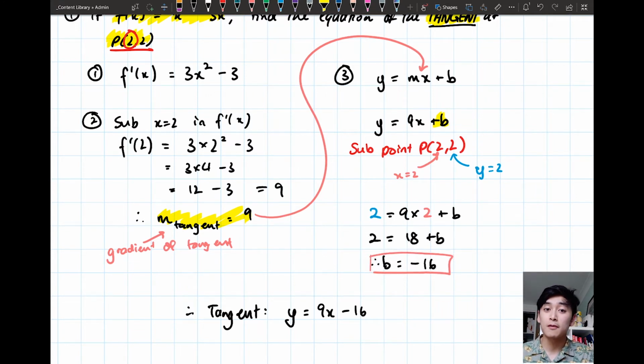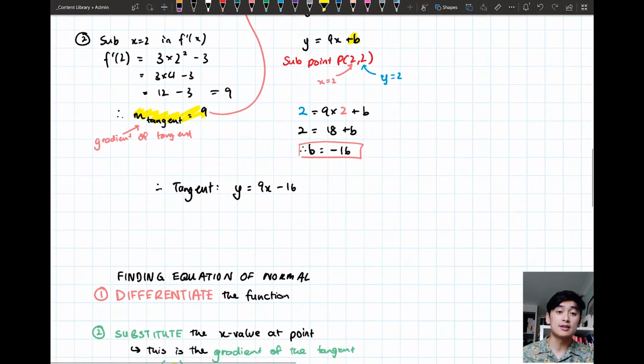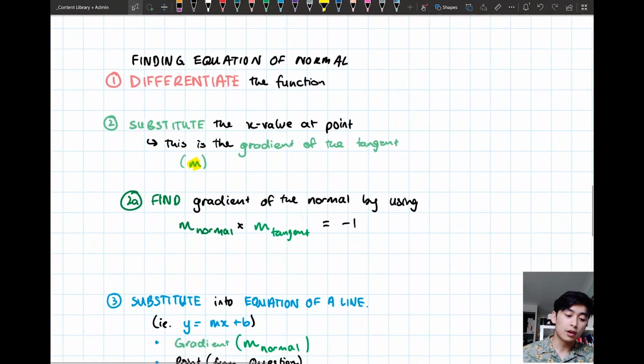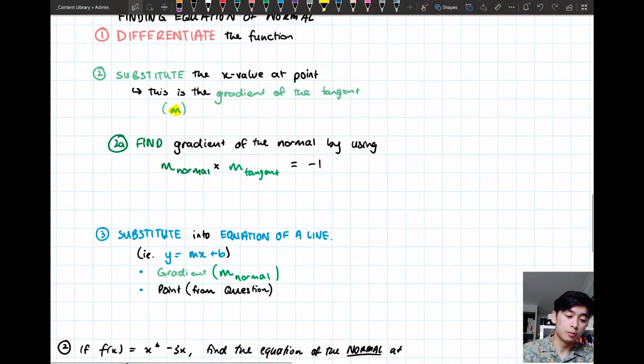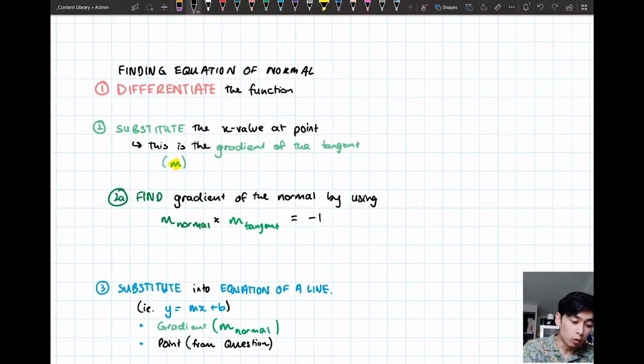So that's how we find the equation of a tangent. Now what we're going to do is find the equation of a normal. I'm going to use the same example in a moment, but with the equation of a normal, all the steps are very similar to finding the equation of a tangent, but there's only one difference here.